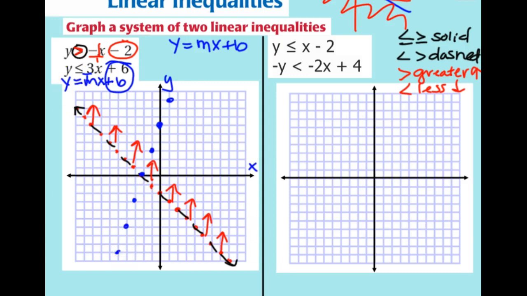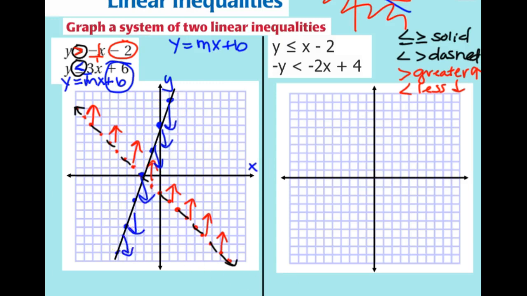And this one has the equal to right here, so this is not a dashed line, it is a solid line. Go ahead and draw your line through this one. And then determine which way we are shading. This one has an L for less than, so we would be shading below the line here.